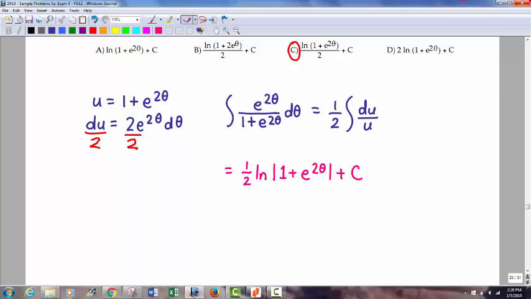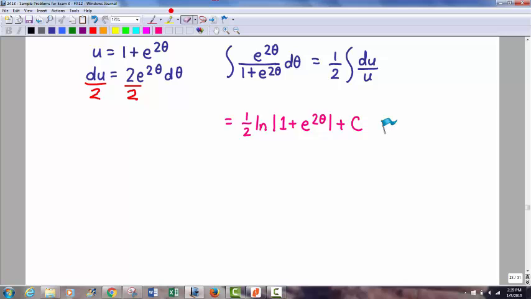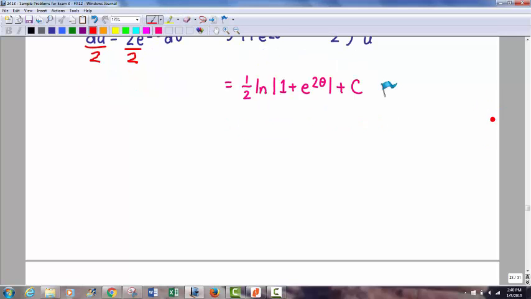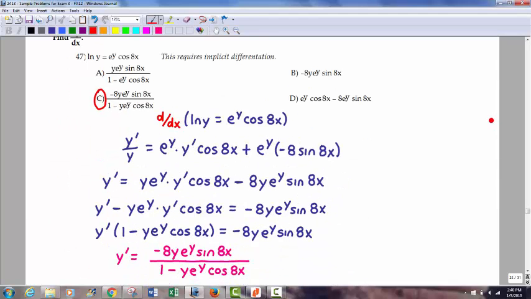So we end up with 1/2 natural log of the absolute value of 1 plus e to the 2 theta. And there it is, answer C. Perfect. Okay, so that was a good example of the exponent not being u.